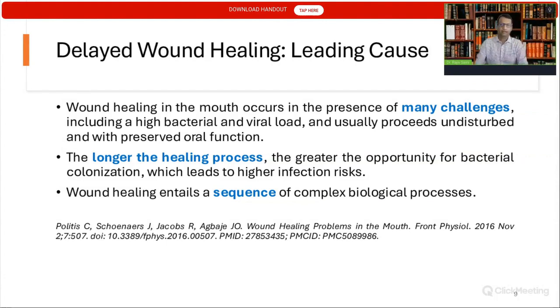So, the longer the healing process, the greater the opportunity for bacterial colonization, which can lead to a higher infection risk. As everybody knows, wound healing is a sequential process. There are four stages of wound healing: hemostasis, inflammation, proliferation, and remodeling. Especially in the first and third stages, hemostasis and proliferation, the chances of bacterial colonization are very high.